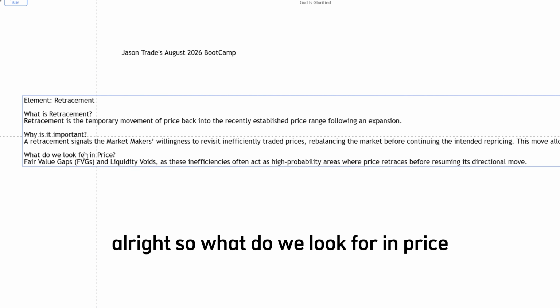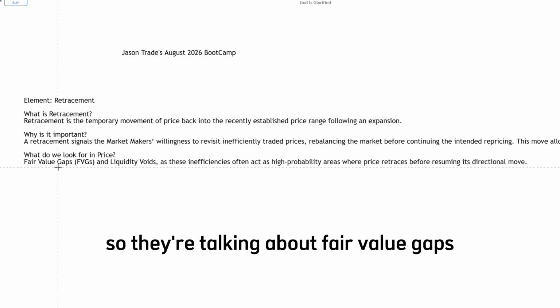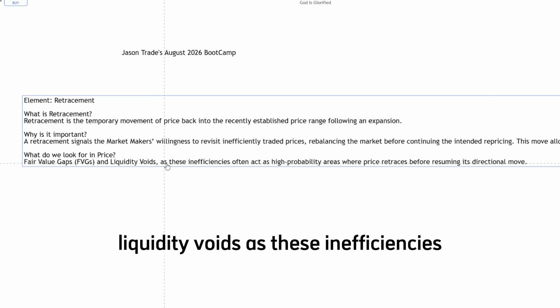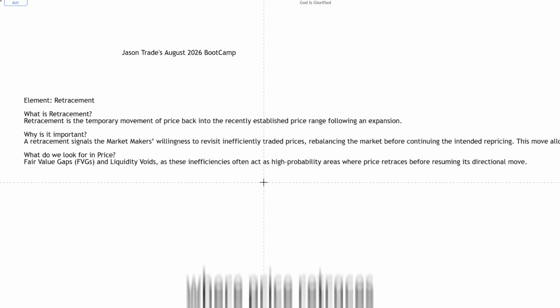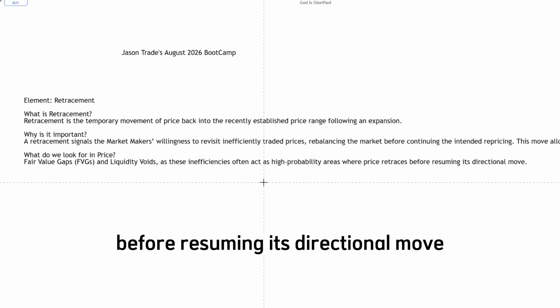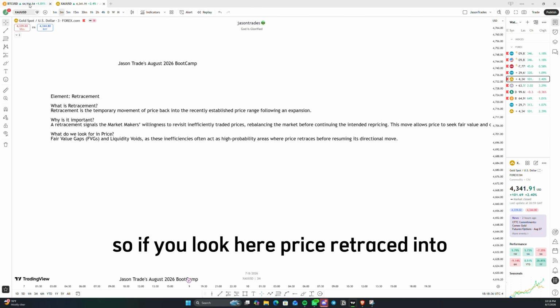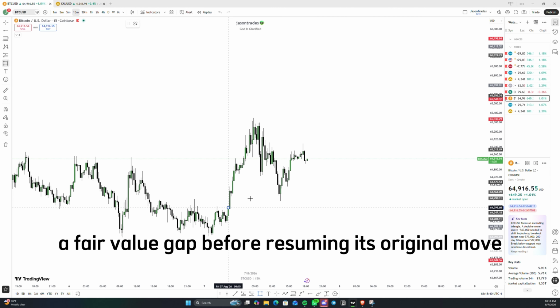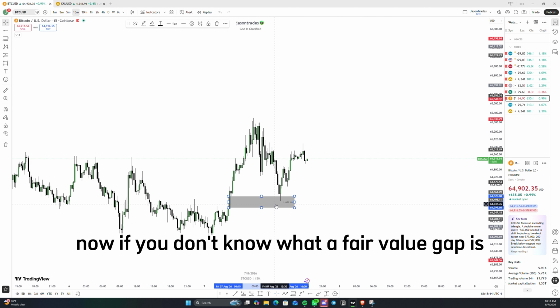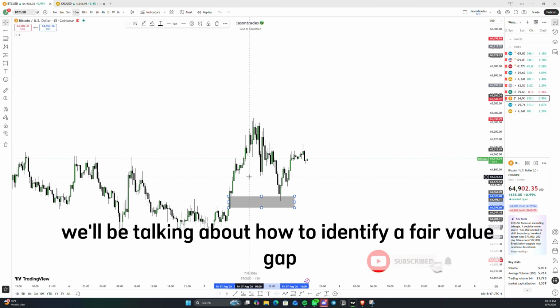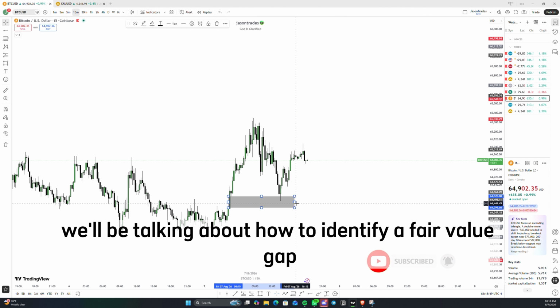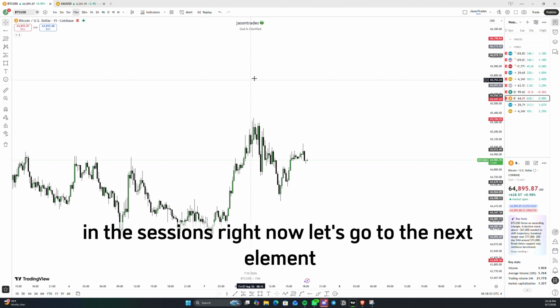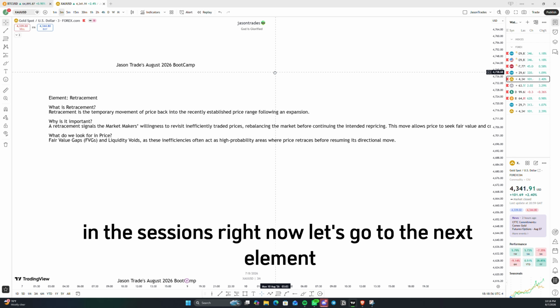Alright, so what do we look for in price? They're talking about fair value gaps and liquidity voids, as these inefficiencies often act as high probability areas where price retraces before resuming its directional move. So if you look here, price retraced into a fair value gap before resuming its original move. Now, if you don't know what a fair value gap is, don't worry, just stay tuned. We'll be talking about how to identify a fair value gap in the sessions. Now, let's go to the next element.